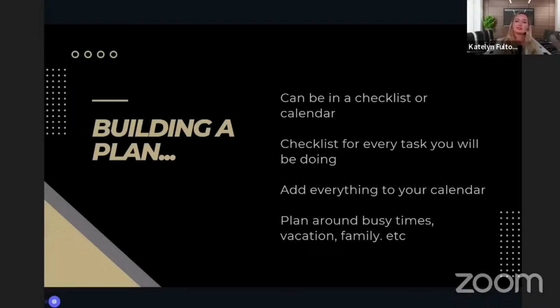This can either be in a checklist, so maybe you're a checklist person, or it can be in calendar form. The checklist is going to be just for every task that you're going to be doing. Add everything to your calendar. And don't forget to plan this around the busy time.